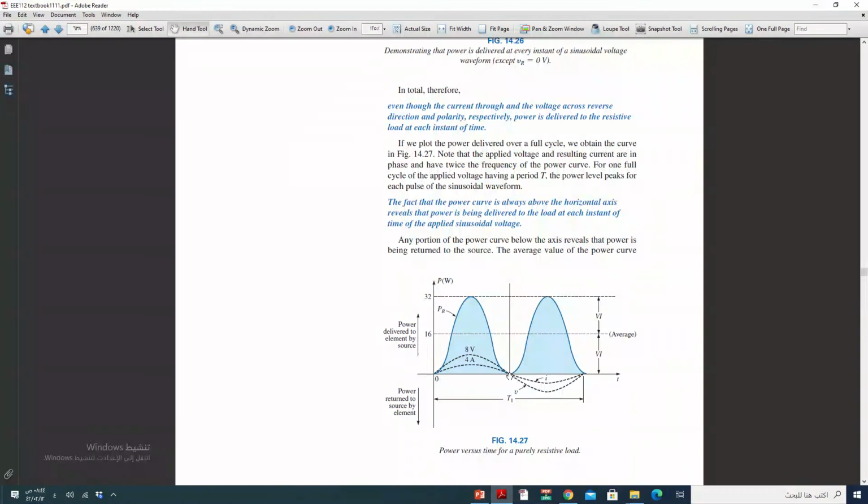What about the negative part? Minus by minus becomes positive. This means all the power delivered to the element will be positive. Okay, we need to find the average power, we don't need the instantaneous power.